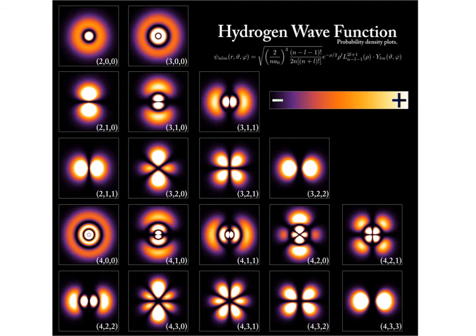Now, the hydrogen atom is three-dimensional. So the wave function is three-dimensional. These images are cross-sections of a slice cutting straight through the middle of the hydrogen atom. We can highlight some patterns.